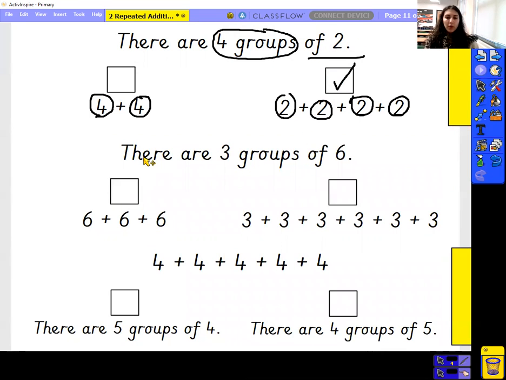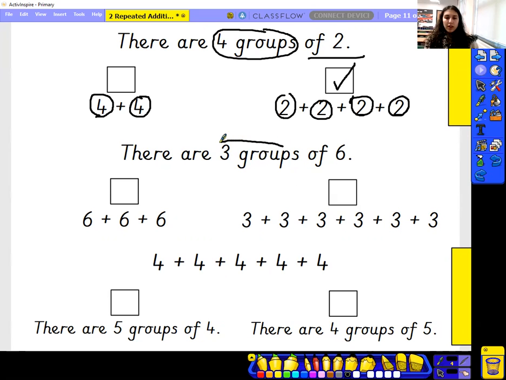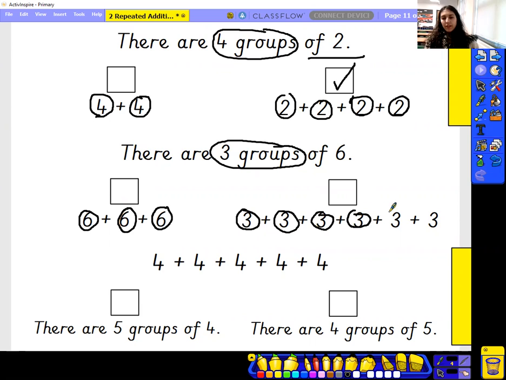Super. So let's have a look at this second one then. There are 3 groups of 6. So 3 groups. So let's have a look. 1 group, 2 groups, 3 groups. What have I got over here? 1 group, 2 groups, 3 groups, 4 groups, 5 groups, 6 groups. I've got far too many groups there. I only want 3 groups. So far it's looking like this one. And my groups are of 6. So that must mean that I've got 6 and 6 and 6. So this is the right one.